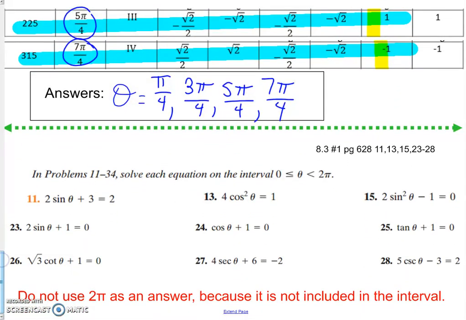All right, so that's it for the notes. Make sure again that you are not using 2 pi as an answer, because it's not included in the interval that's given to you. You do want to isolate all of these. None of them will require you to factor today. So isolate, make sure it's a single function, make sure you take that square root if needed, and then look up all the values on the chart. Most of your answers will have 2 answers. There will be a couple of them that have 4. And that's it for today.